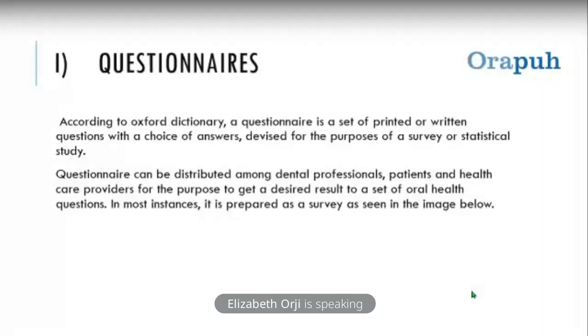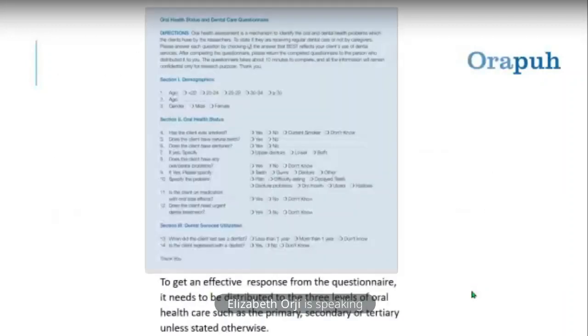So if you look, there is an image below when you go to the next slide. That image below indicates how data can be collected. That's what you can find on the image there.